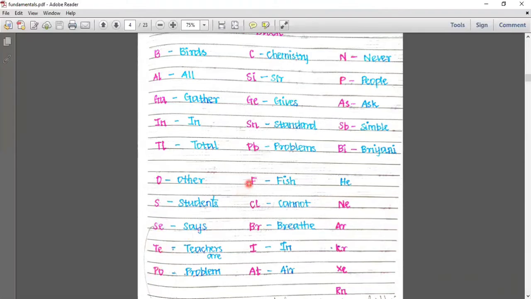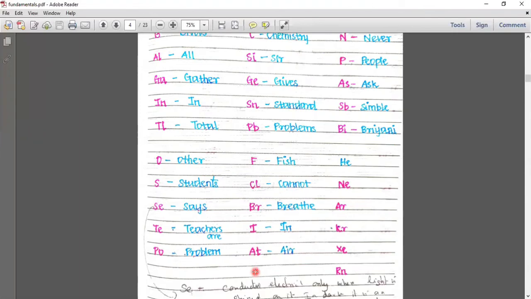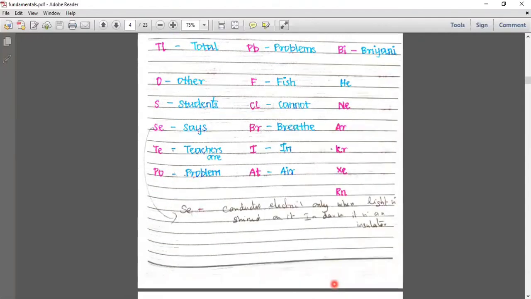Then next, halogen family, that is fish cannot breathe in air. Fluorine, chlorine, bromine, iodine. Astatine is a very rare element, so we are not supposed to consider it as a halogen. Then the noble gases: helium, he never argue, Kiran excites wrong. That is helium, neon, argon, xenon, krypton, and radon.